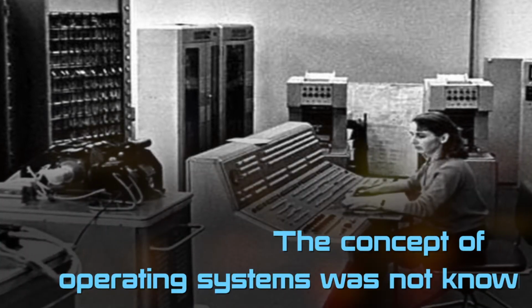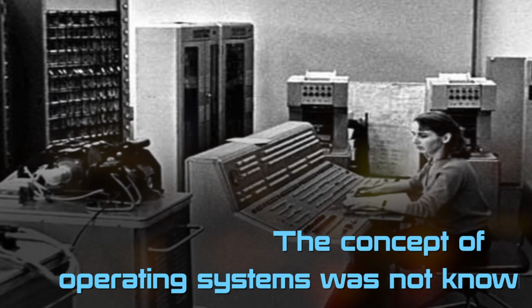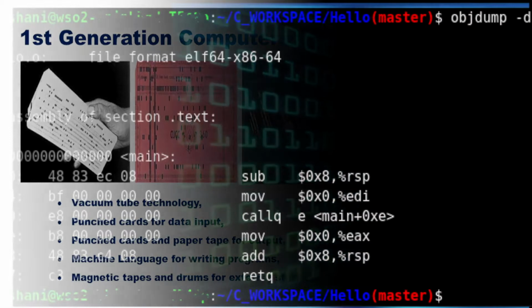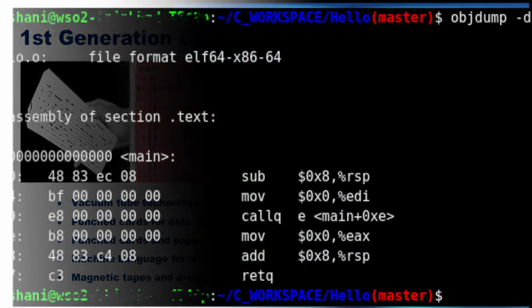The concept of operating system was not known at that time. Each computer had a different binary coded program called the machine language that instructed it how to operate.